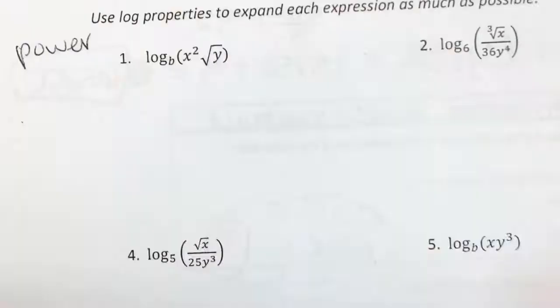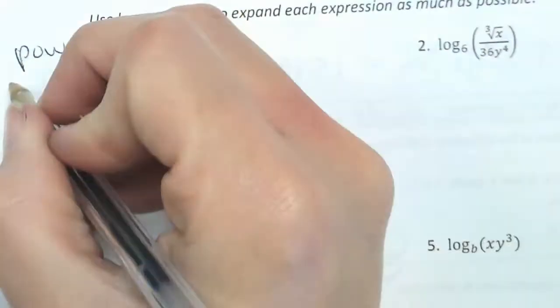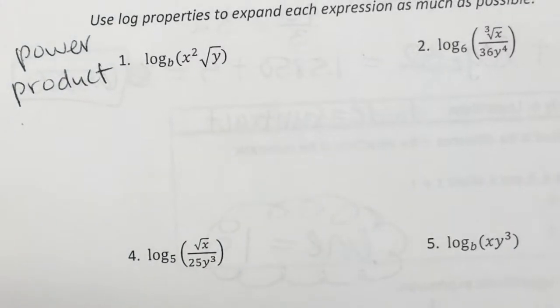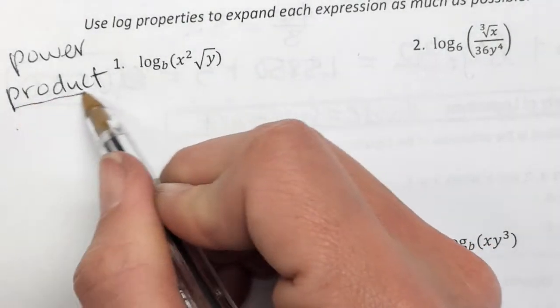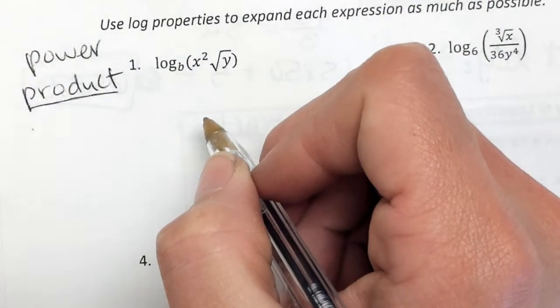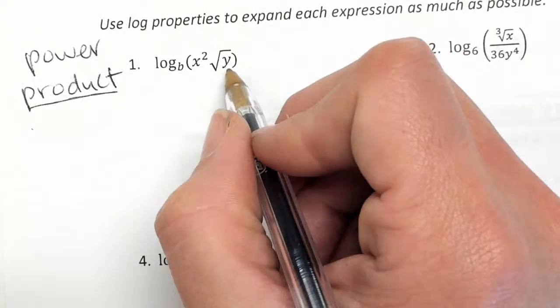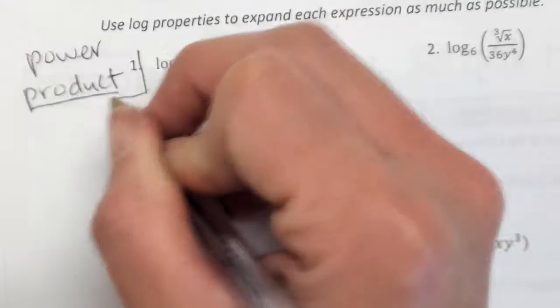Power, good because of this. So write power beside it. Tell me another one. We can use product. Product, good. Alright, you always want to start with product. So always try to do power last, and you'll see why. So product, what's being multiplied here? X squared and what? Square root of y. So go ahead and break that up first.